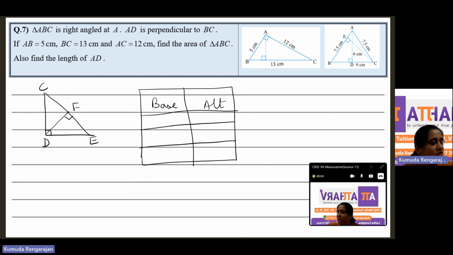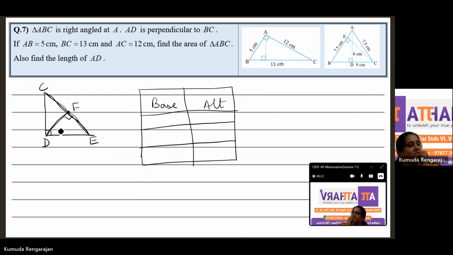Now on this side, something should make 90 degrees from the opposite vertex. See, if this is the base, where is 90 degrees here? Here, on this one. So the altitude is this one. No, you should ask me your doubt.